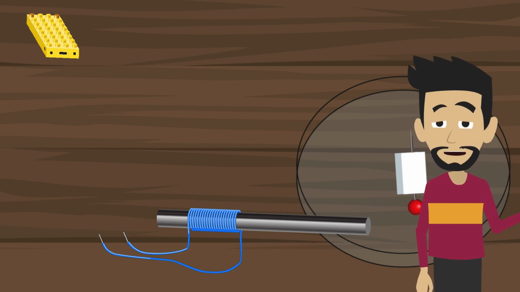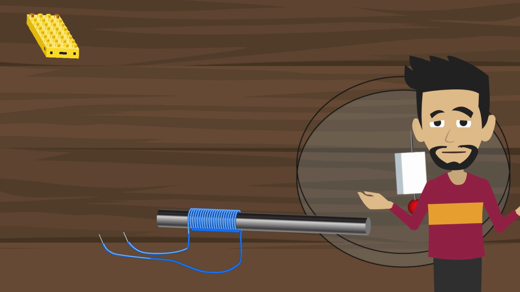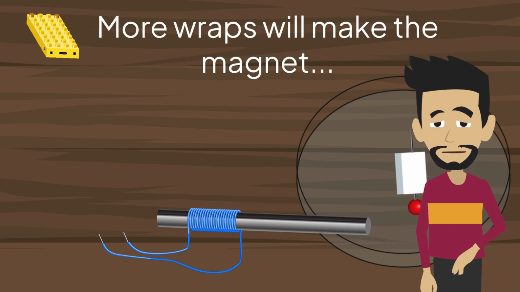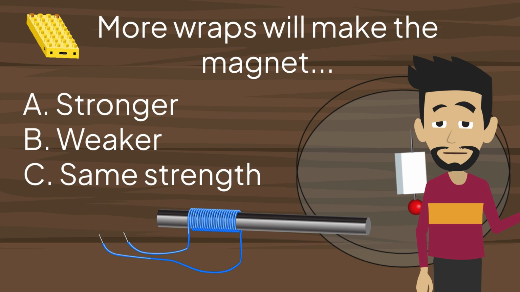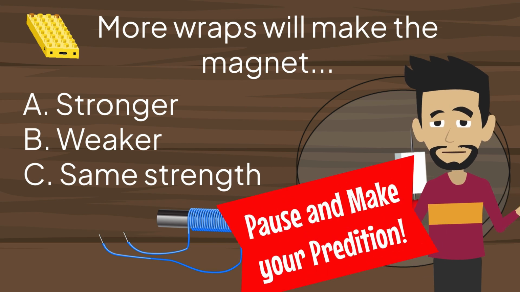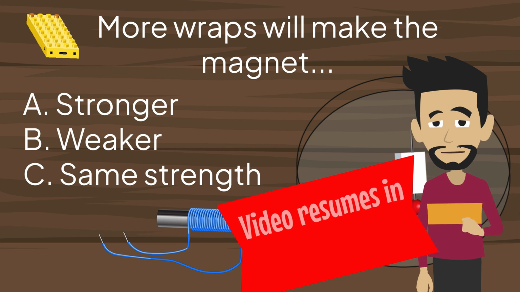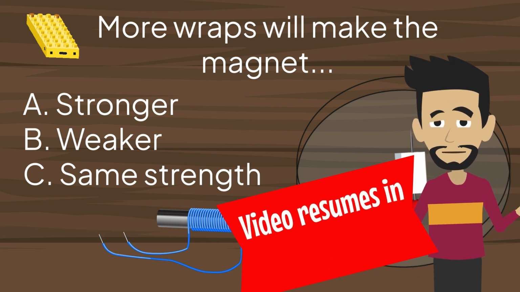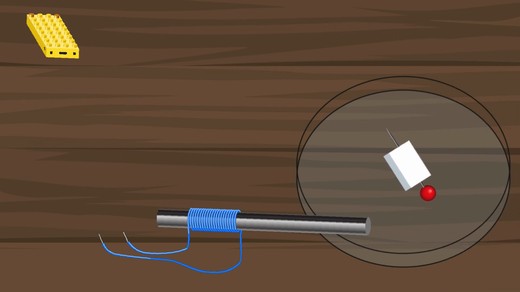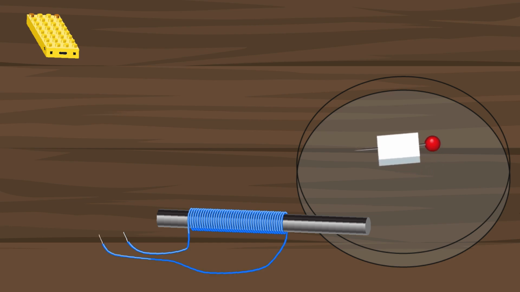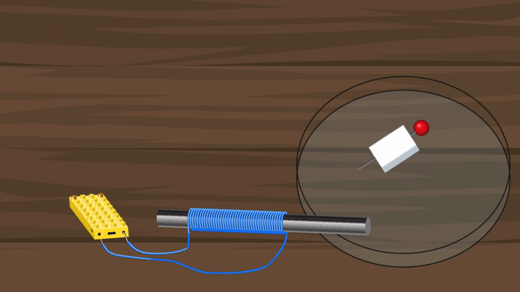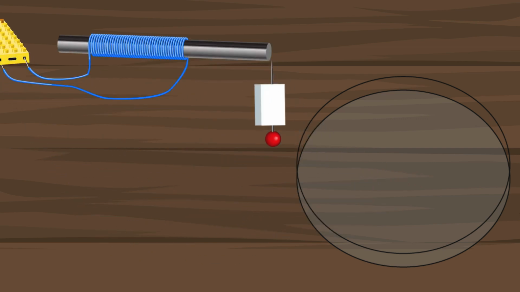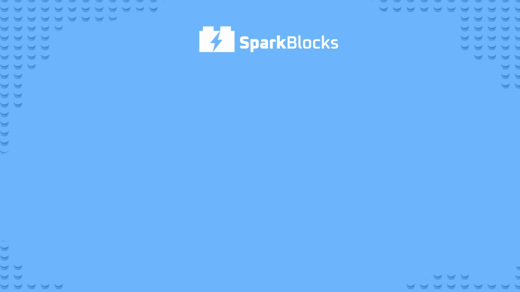What do you think will happen if I wrap the wire more times around the nail? Will the electromagnet get stronger, weaker, or will it stay the same? Let's go ahead and try it out. I'm going to double the number of times that wire's wrapped around and see what it does. Wow, that's way stronger. I can even pick the pin up out of the water or grab them from the container.